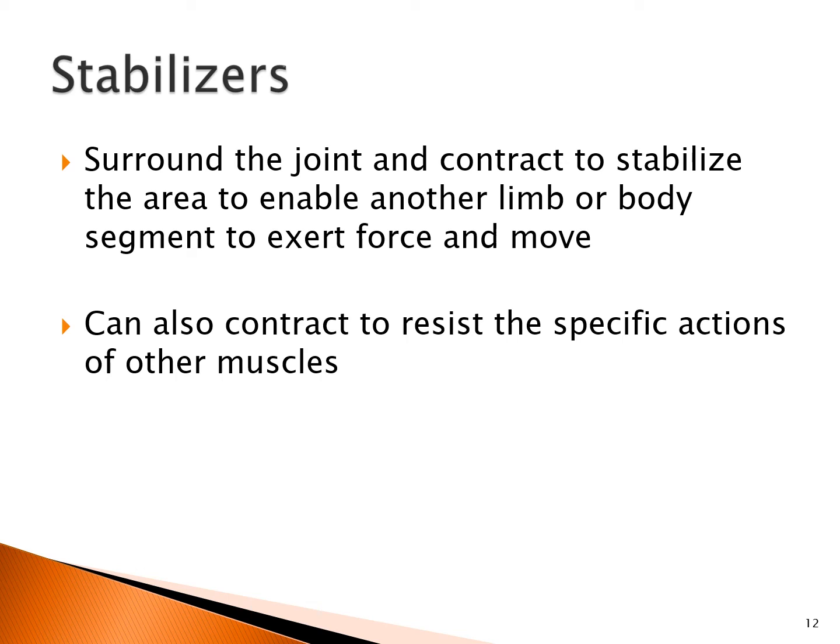Stabilizers are going to surround a joint and contract to stabilize the area to enable another limb or body segment to exert force and move. They can also contract to resist the specific actions of other muscles. Again, an example of this would be your core muscles while doing a pull-up, and these are going to help to prevent that swinging motion that your body might otherwise enter into. Most muscles of the shoulder girdle act as stabilizers when we have shoulder joint movements, and their job is to help us to stabilize the scapula while the glenohumeral joint moves.